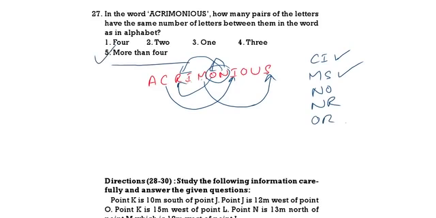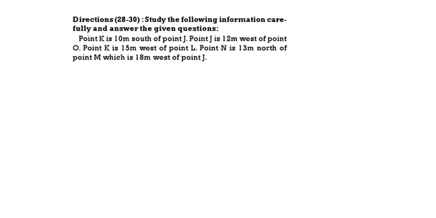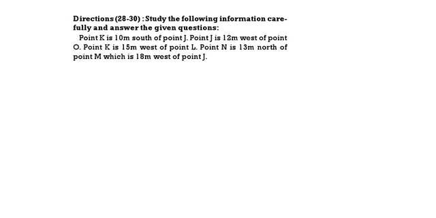See 28 to 30. Study the following information carefully, then answer the question. Point K is 10 meters to the south of J. J is 12 meters to the west of O. K is 15 meters to the west of L. N is 13 meters to the north of M, which is 18 meters to the west of J. See here. K is 10 meters to the south of J. First you write down J.